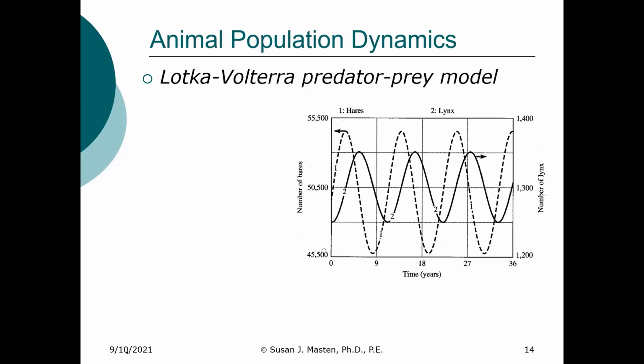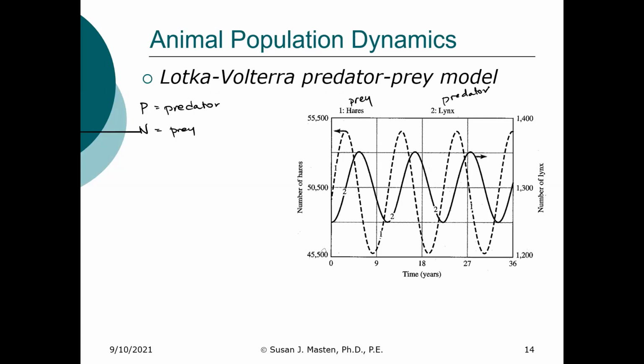The Lotka-Volterra is a predator-prey model. So P is our predator, and N is the prey. And what you see here, okay, so we've got lynx and hares. So the hares are the prey, the lynx are the predator.